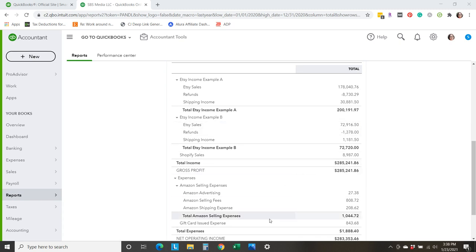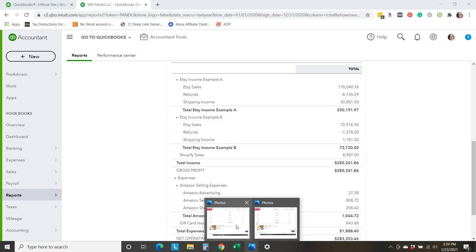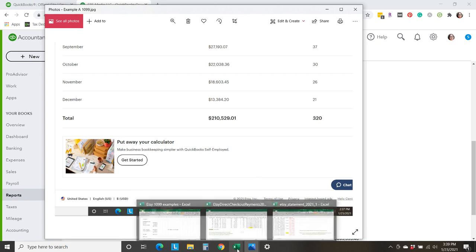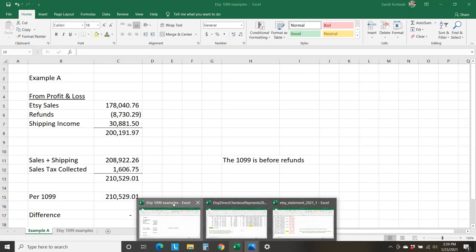So I'm going to pull up the 1099. Here is the 1099 for Example A, and the 1099 can be found in Etsy under Finances, Legal, and Tax, and you just scroll down to the bottom, and this is the number that is your Etsy 1099 number, the big total at the bottom. That's where we're getting our information from Etsy, and let me walk you through how that ties out.